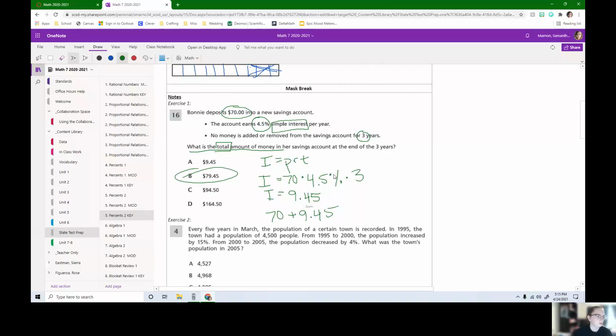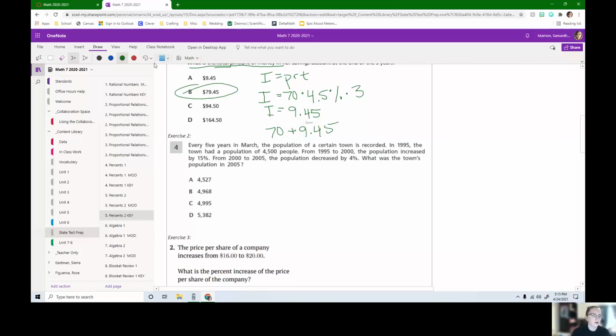Exercise 2. Every 5 years in March, the population of a certain town is recorded. In 1995, the town had a population of 4,500 people. From 1995 to 2000, the population increased by 15%. From 2000 to 2005, the population decreased by 4%. So what was the town's population in 2005?